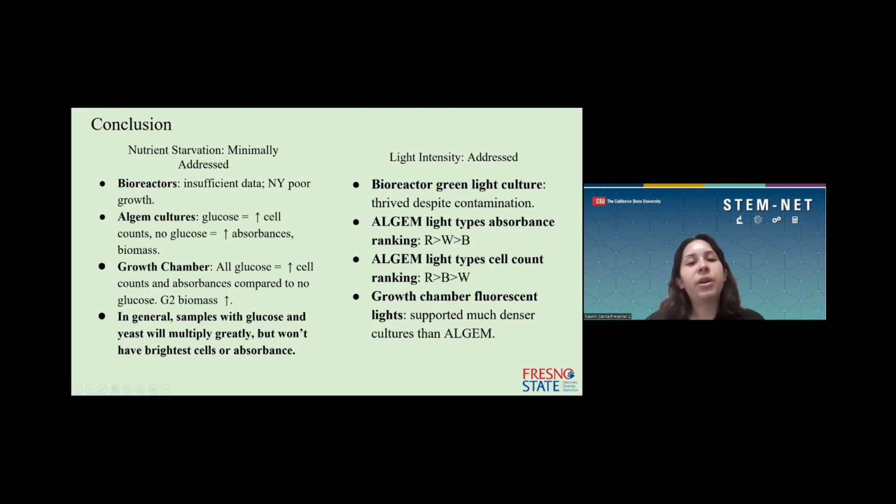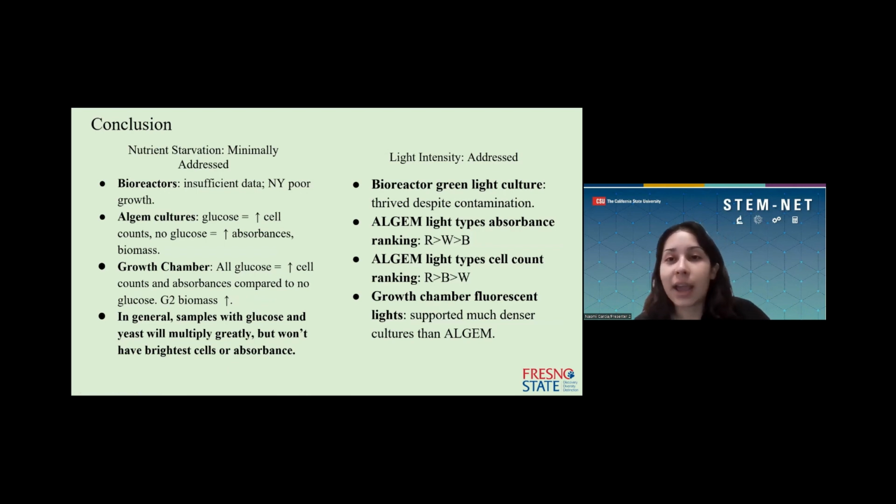So when we are addressing the conclusions, in general, the samples with glucose and yeast multiplied greatly, but they didn't have the brightest cells or highest absorbance values. In terms of nutrient starvation, also, we couldn't really address that with the bioreactor trial 1 data, but we did find out that the green light, it thrived despite contamination.